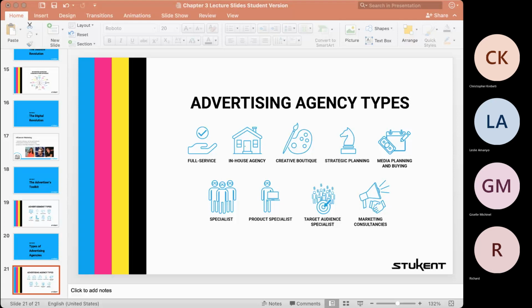You need a target audience specialist agency to do that for you. Okay. Then we have the marketing consultancies. Examples are Accenture, if you have heard of Accenture, Deloitte and Touche, then Epsilon. All of them are marketing consultancies, so you can consult them for whatever you want.